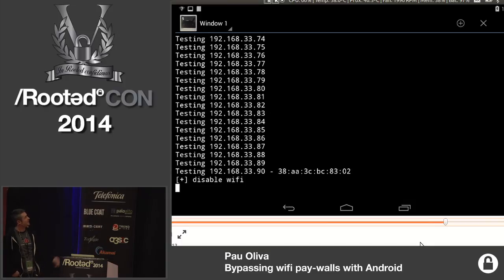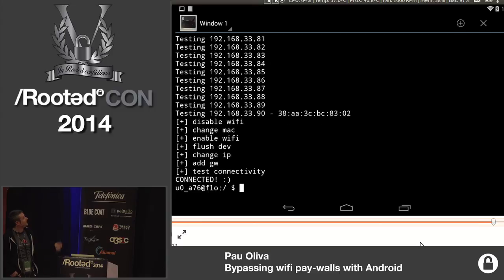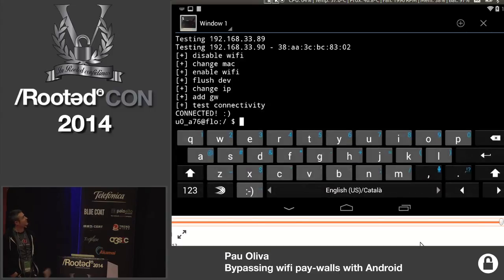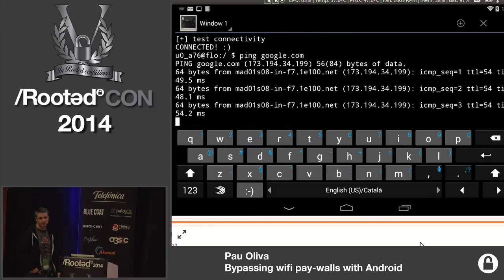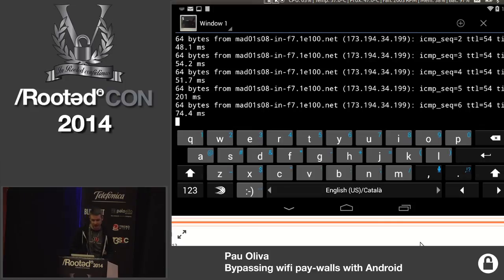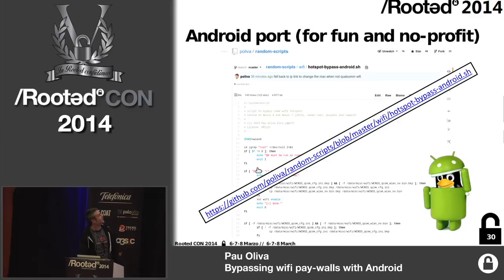It is looping all around the IPs until it finds an IP, where it disables the Wi-Fi, changes the MAC, and enables Wi-Fi again, disables, enables, consecutively, and that's it. The connectivity is open, and now we are connected. As you can see, we got it. We got connectivity. We're taking the identity of some clients who were connected at the moment.